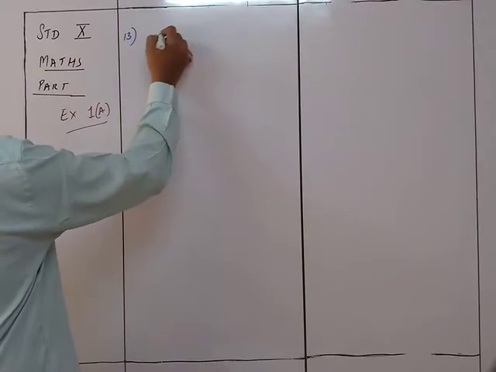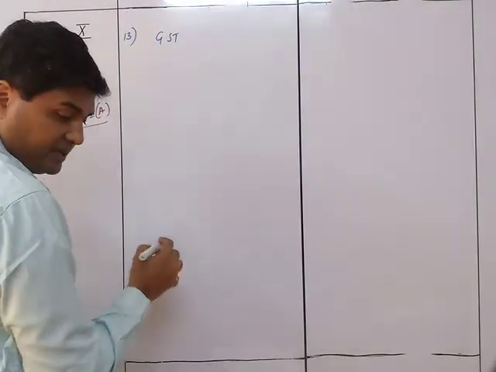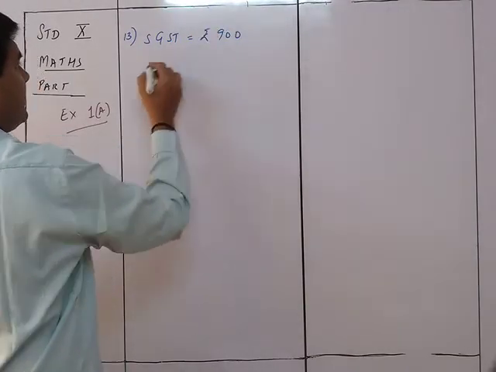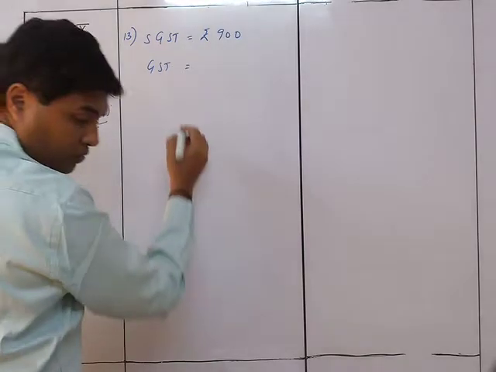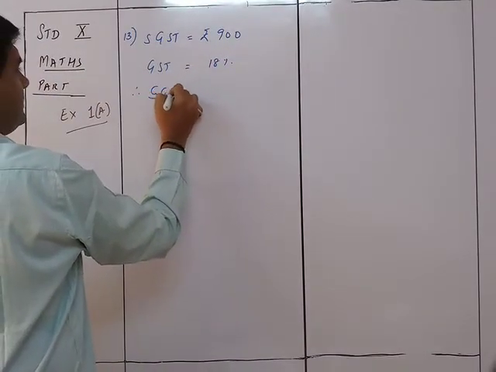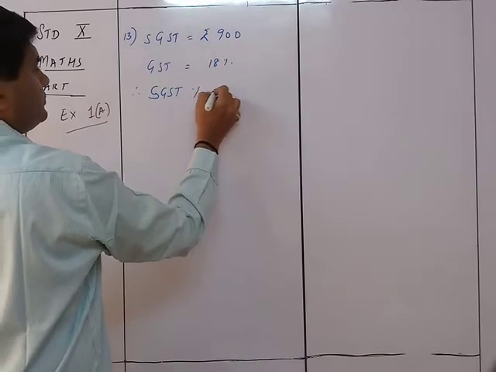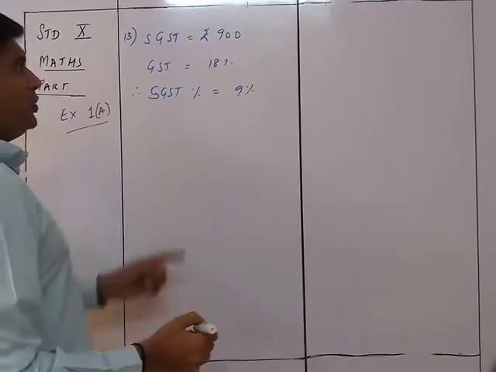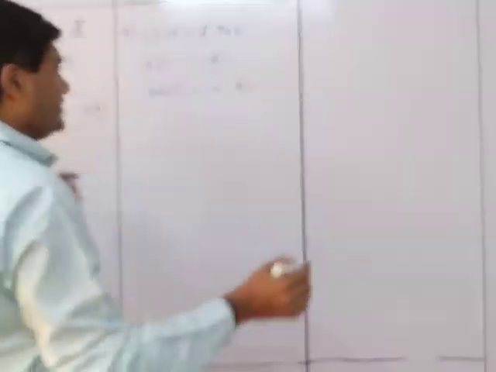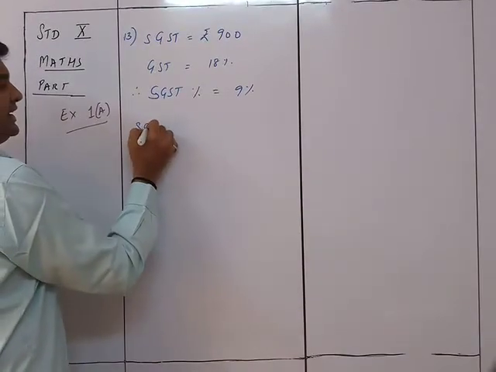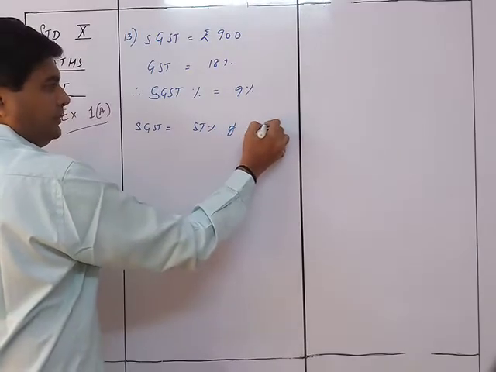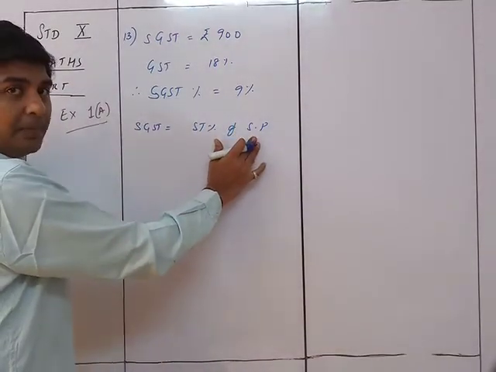The first thing is GST, that is SGST, is equal to 900 rupees. And they have given the rate of GST as 18%. Therefore, SGST rate is equal to 9%. So now we know that 9% of some amount is 900 rupees. See, what is the formula for GST? SGST is equal to ST% of SP. Here SP is nothing but the premium.